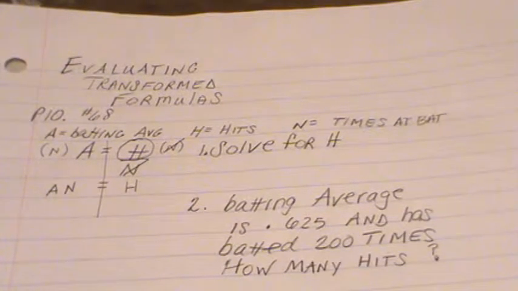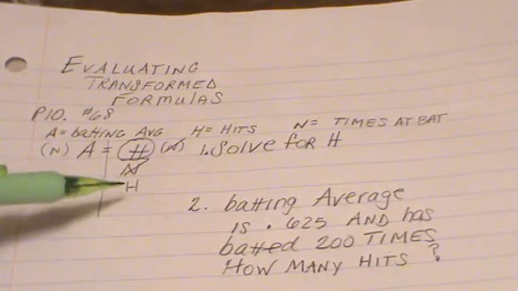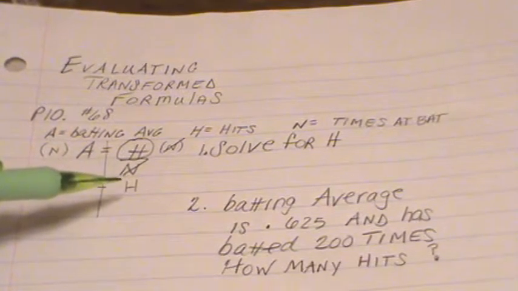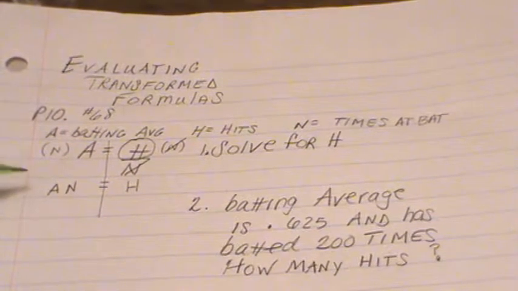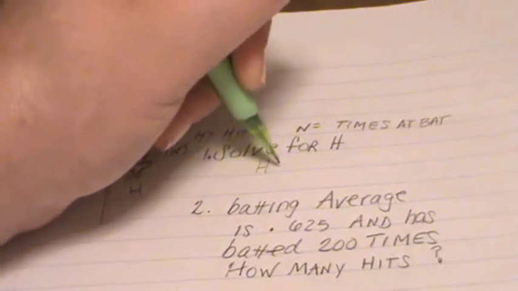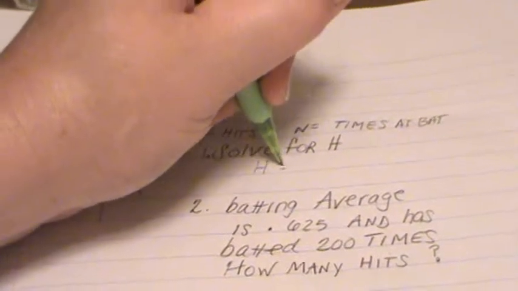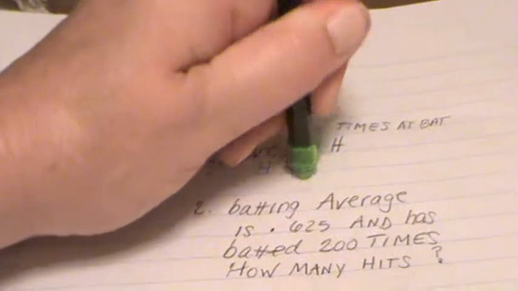The equation has now been solved correctly because the variable that we wanted alone, H, is now by itself. So that is solving for part 1 on H. So our equation for part 1 is H is equal to A times N.